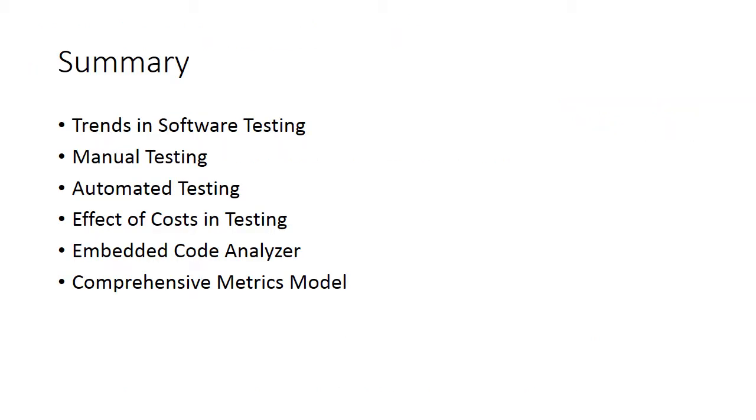And coming to summary, we have known things like trends in software testing, manual testing, automated testing, effects of costs in testing, tools like embedded code analyzer and comprehensive metrics model.